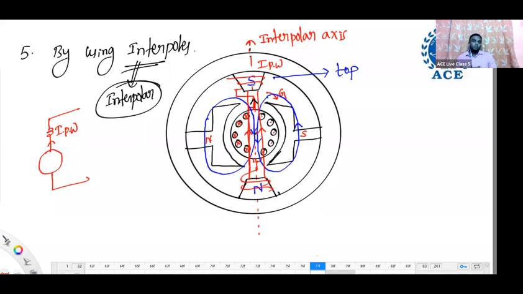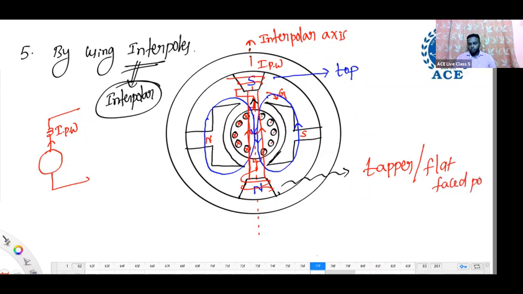Observe the shape of interpoles. Is it the same shape as the main pole? No. This is the main pole, but the shape of the interpole is different. The shape of the interpole we call taper shape. The shape of the interpole is called taper, also called flat faced shape.